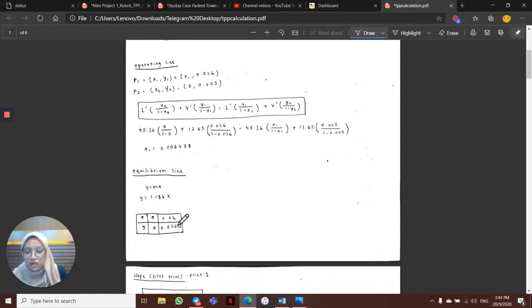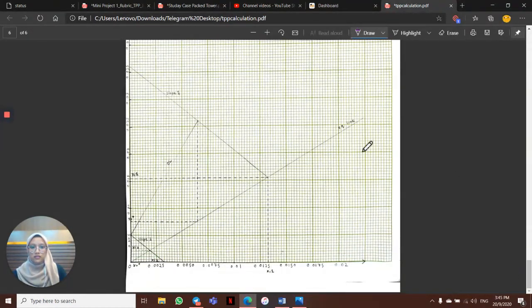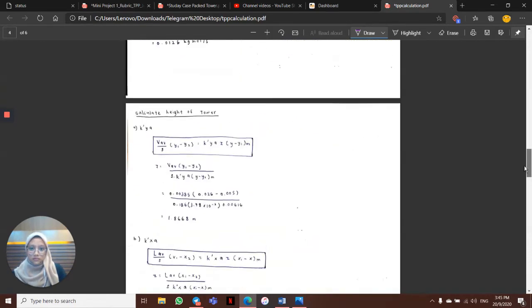Just like I do, I put 0.02 as the x, and I get 0.02372 for the y by using the formula y equals mx. For the equilibrium line, I will also get a straight line in the same graph paper. So you will have two lines, the operating line and also the equilibrium line here.